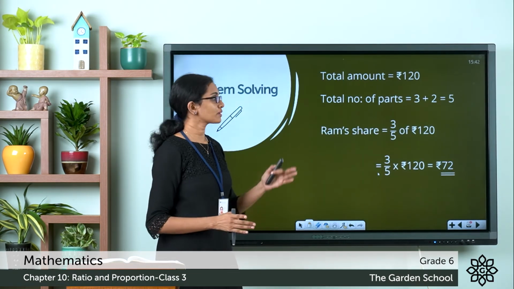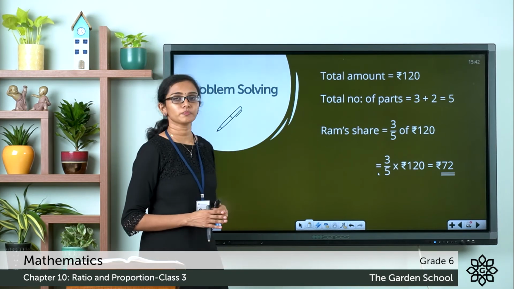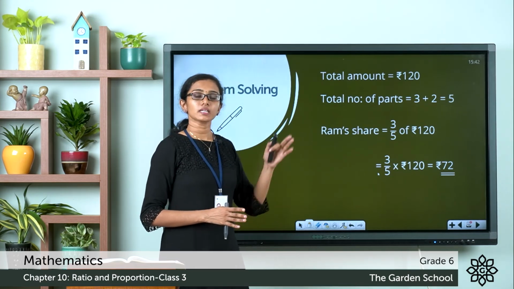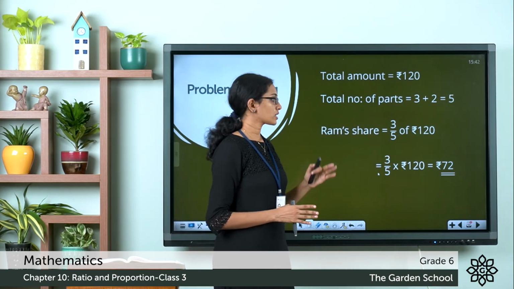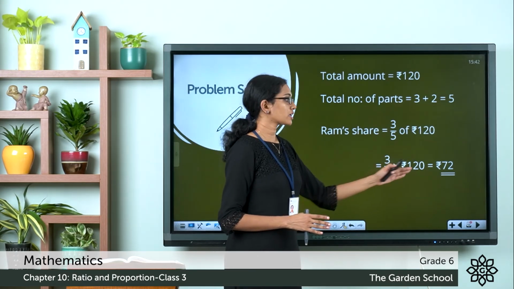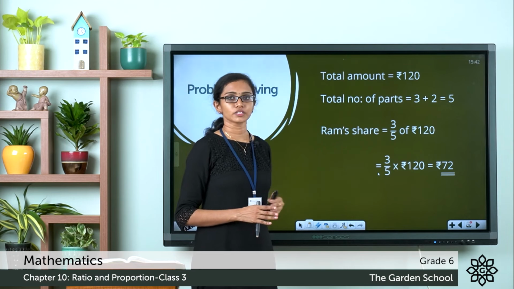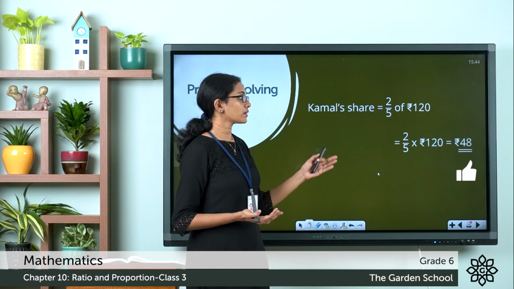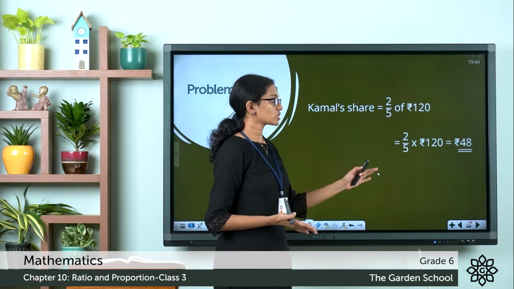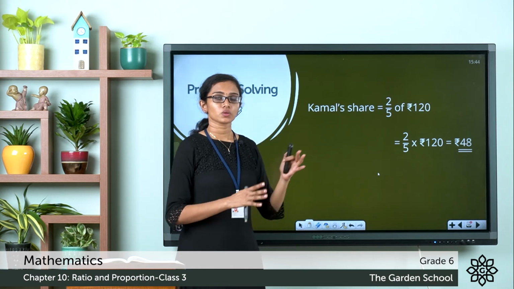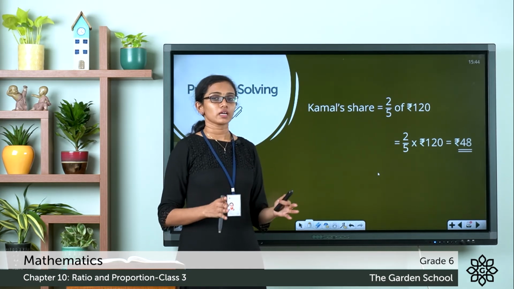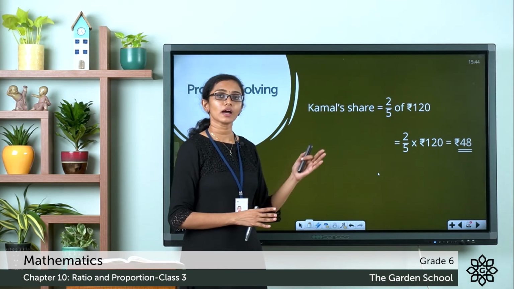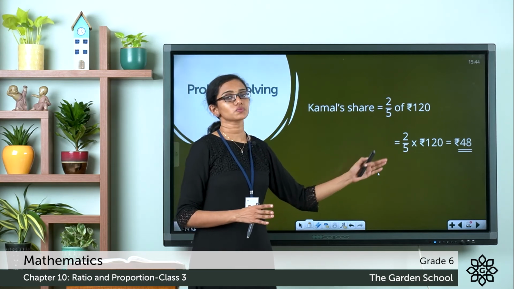The total amount is equal to ₹120 and the total number of parts is 3 plus 2, which is equal to 5. Now, Ram's share will be 3/5 of 120, which is 3/5 into 120, and it is equal to ₹72. Now, Kamal's share would be 2/5 of 120 rupees, that is 2/5 into ₹120, which is equal to ₹48. So, the total amount 120 can be divided into 5 equal parts and Ram gets 3/5 of it, which is ₹72, and Kamal gets 2/5 of it, and that is ₹48.